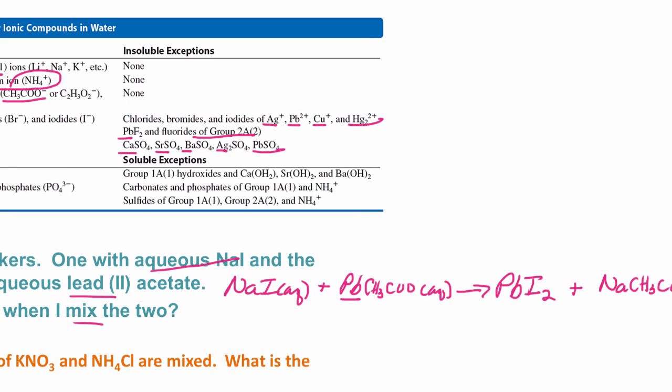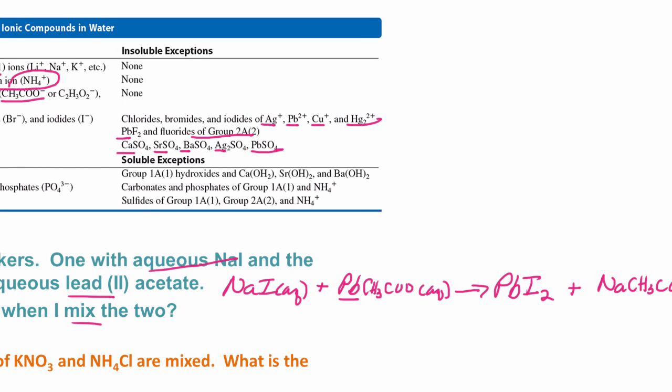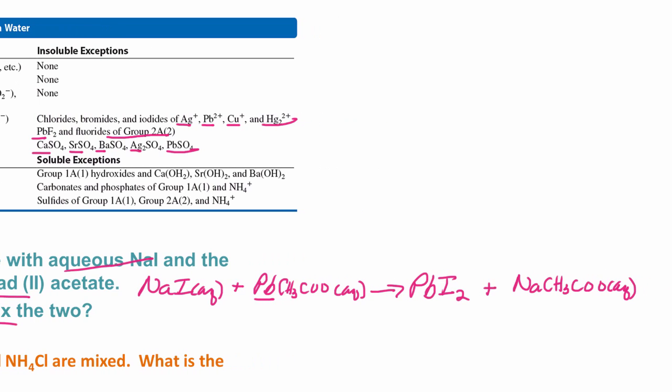And I look at my lead 2 iodide, and I know from the solubility rules that lead 2 iodide is insoluble. So that means we have formed a solid. Now, I want to make sure that my equation is balanced. So I'll put a 2 here, and I'm going to put a 2 here. I forgot to put my 2 here. Okay, and we'll put a 2 here. So now it looks like we are balanced.